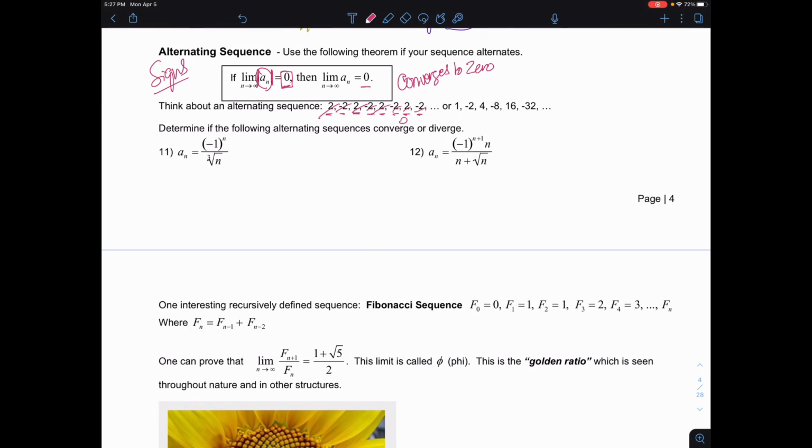Okay? In the next one, this is alternating, but I don't know if this is going to go to 0 because I don't think that these numbers are going to give me 0 if I add them up. So this one is going to diverge.